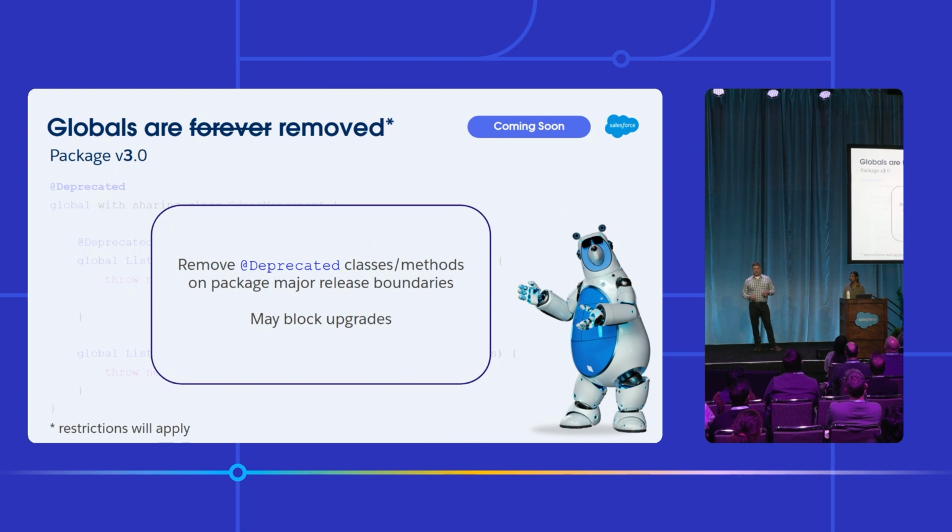It's coming soon. We're going to refine that so that on major package upgrades, so that the major version number is changing, you'll be able to remove deprecated classes and methods. And that's a great tool for cleaning up the long historic code that you would have had accumulating in large managed packages that have been around for a long time.